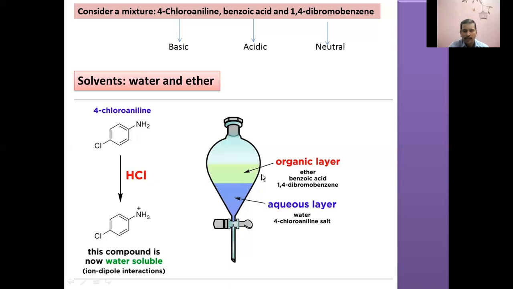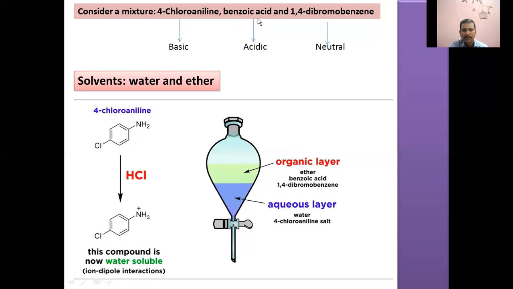Now the organic layer has two compounds, benzoic acid and 1,4-dibromobenzene. To the organic solvent, you add aqueous solution of sodium bicarbonate in the next step. Once 4-chloroaniline is separated, you release the aqueous layer. Now the separating funnel is left with only the organic phase. To the organic phase, you add around 10% sodium bicarbonate. Around 10 ml or 15 ml or 20 ml, you add and shake it. Sodium bicarbonate is a weak base.